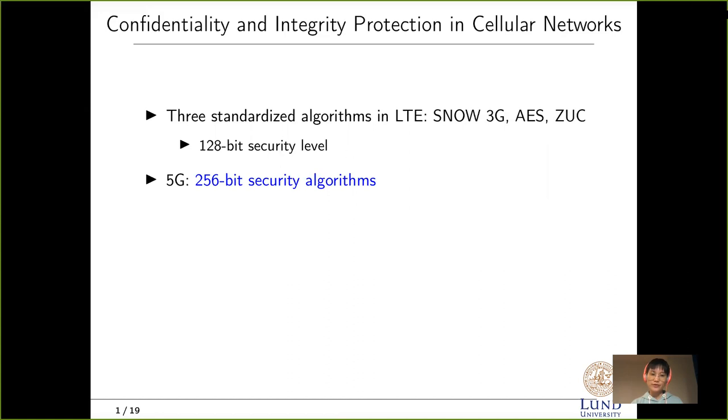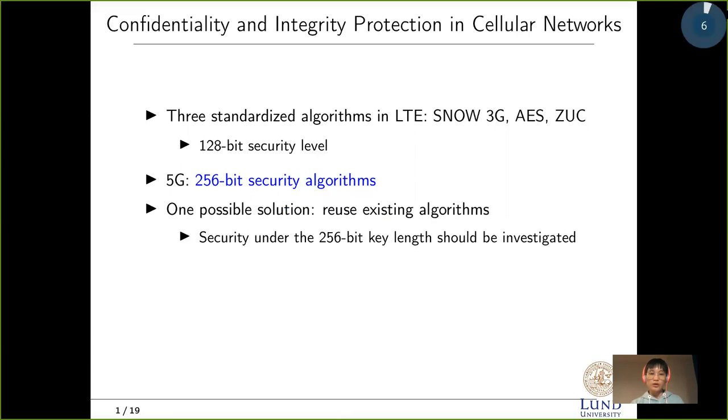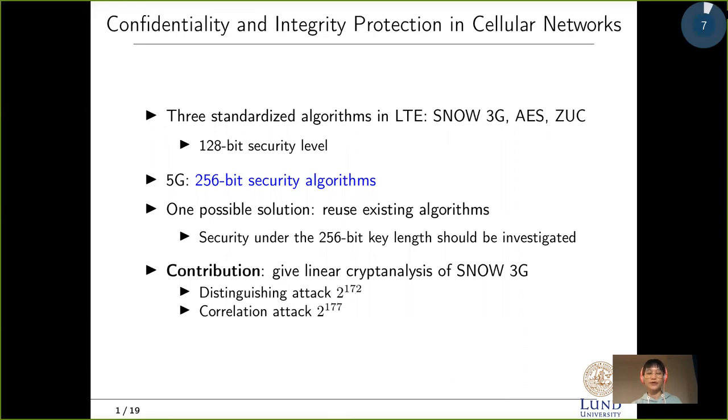Well, when we come to 5G, 3GPP has suggested to use 256-bit secret key and algorithms to resist against quantum computing. So one possible solution for the 5G confidentiality and integrity algorithms could be to reuse existing algorithms. And the advantage is obvious, since existing circuits can be reused. However, the security of these algorithms under the 256-bit key length should be carefully investigated to make sure that they can actually provide 256-bit security. So that is the motivation of our paper.